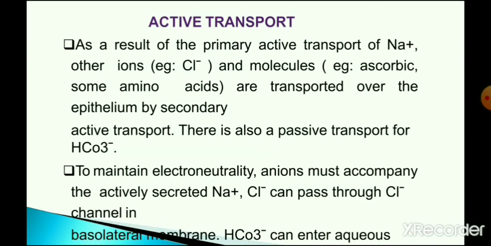As a result of the primary active transport of sodium, the other ions and molecules are transported across the epithelium by secondary active transport. There is also passive transport for bicarbonate. To maintain electroneutrality, anions must accompany the actively secreted sodium. Chloride can pass through the chloride channel in the basolateral membrane. Bicarbonate can enter the aqueous humor.